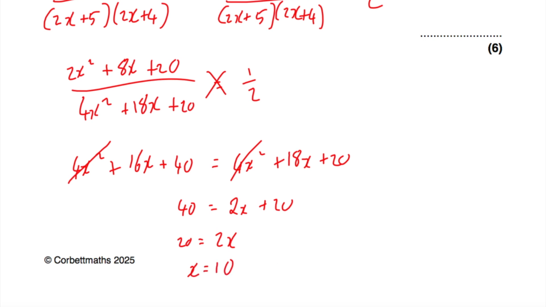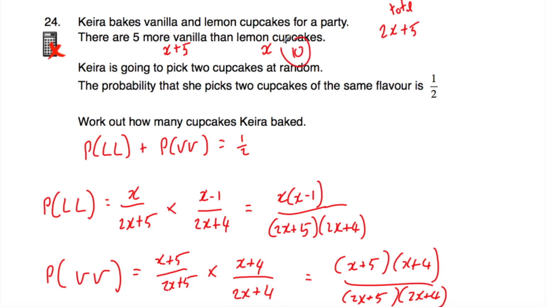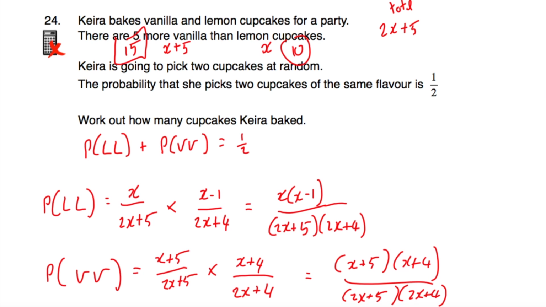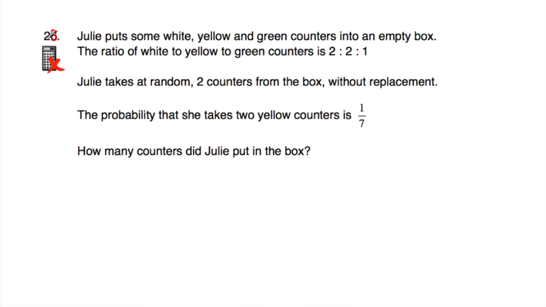So that's fantastic. We now know that x equals 10. So x is 10. That means there's 10 lemon cupcakes. There's 5 more, so there's 15 vanilla cupcakes. And the question is, how many cupcakes did she bake? Well, that's going to be 25, because there's 25 cupcakes altogether. So the answer is 25. And that's it. Okay, let's have a look at our next question, question number 25.